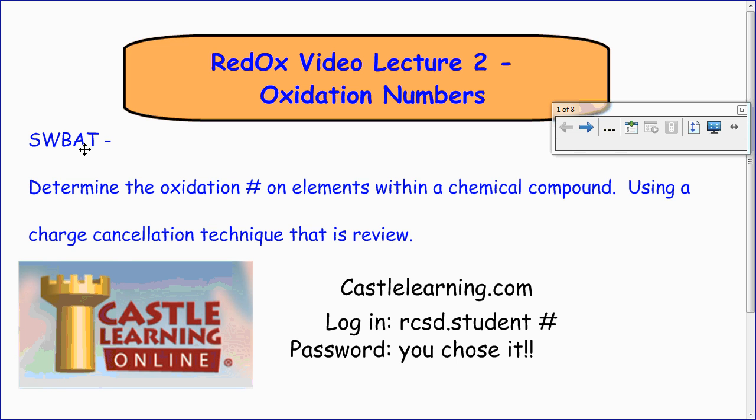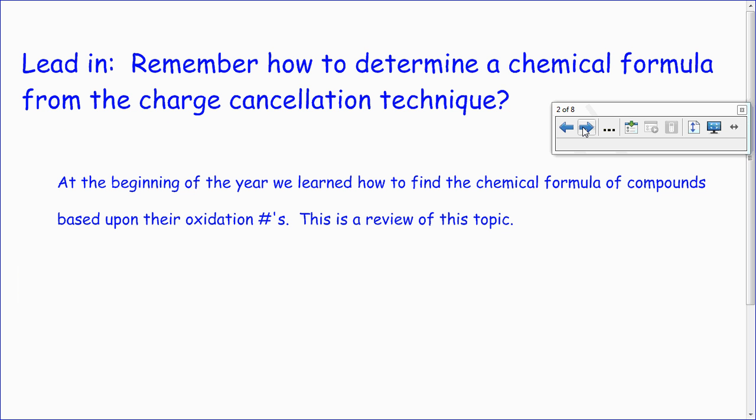We're going to determine the oxidation number on elements within a chemical compound using a charge cancellation technique that is review back to chemical bonding at the beginning of the year. So remember how to determine a chemical formula from the charge cancellation technique? We learned how to find the chemical formula of compounds based on their oxidation numbers. This lecture is a review of this topic in relation to oxidation and reduction because those oxidation numbers are so important.